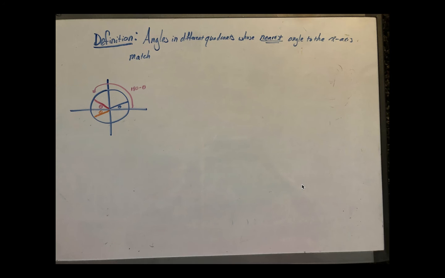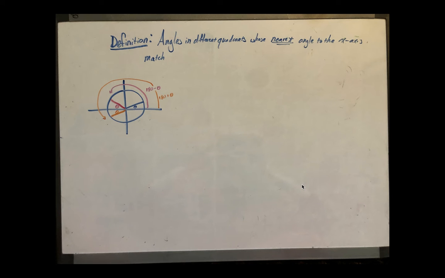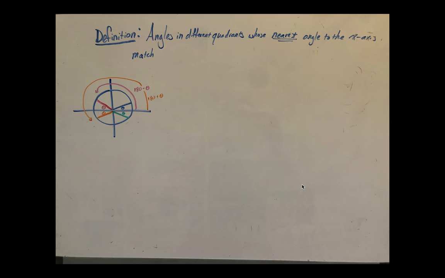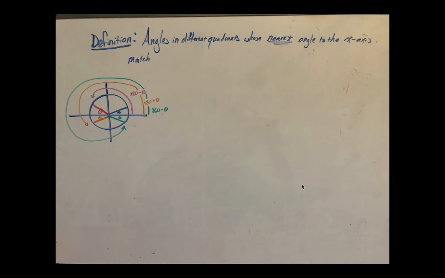Family member in quadrant three looks like this. That has a measure of 180 plus theta. And the family member in quadrant four looks like this, and that has a measure of 360 minus theta, because you have to go almost all the way around the circle. And even though these angles are in different quadrants, if you were to draw that perpendicular line to the x-axis, you would get the same triangle as you got in quadrant one. It would just be oriented a little bit differently.